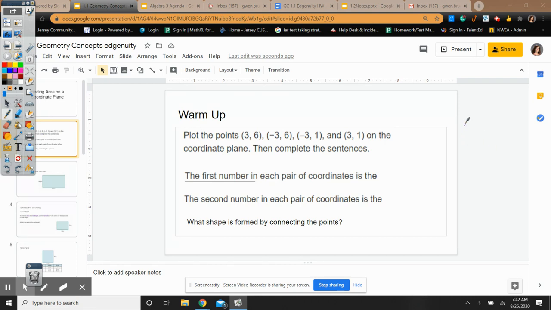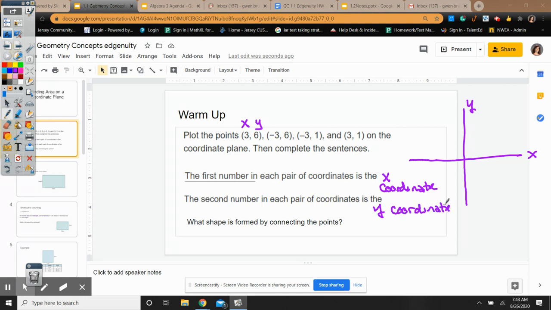Okay, so the points. Remember when you plot a point, you go in the X direction, then the Y direction. This is the X axis, this is the Y axis. So the first number in each pair of the coordinates is the X coordinate. That's the first sentence. And the second one is the Y coordinate. And let's see what shape is formed when we make these dots and connect them.